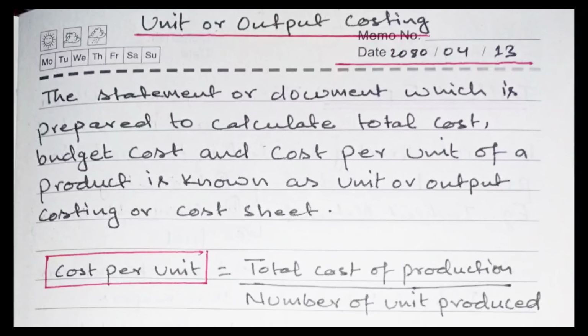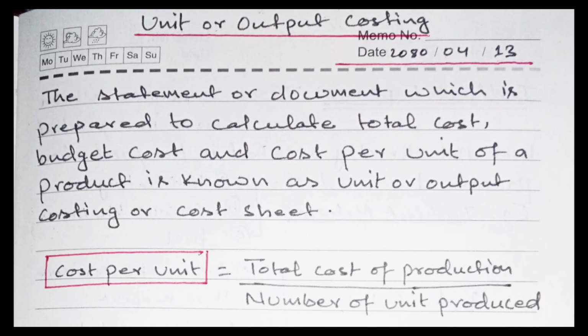So before knowing how to calculate it, we need to know what is a cost sheet or unit costing or output costing. The statement or document which is prepared to calculate total cost, budget cost, and cost per unit of a product is known as unit or output costing, or it is also called a cost sheet. Cost per unit can be calculated when the total cost of production is divided by the number of units produced.